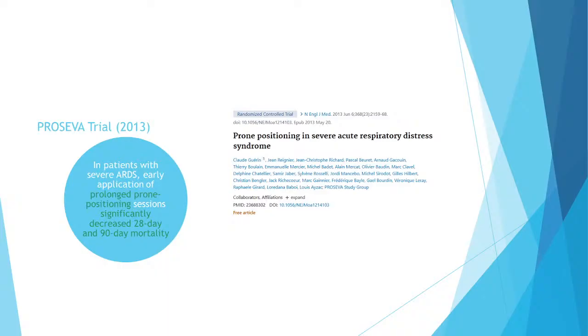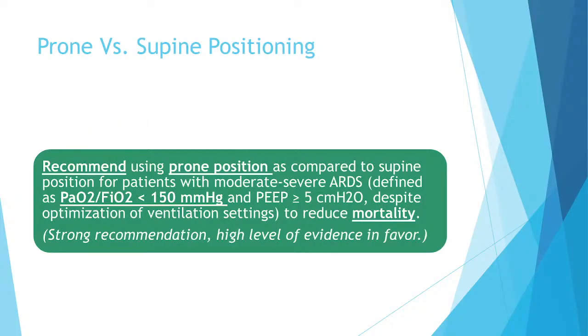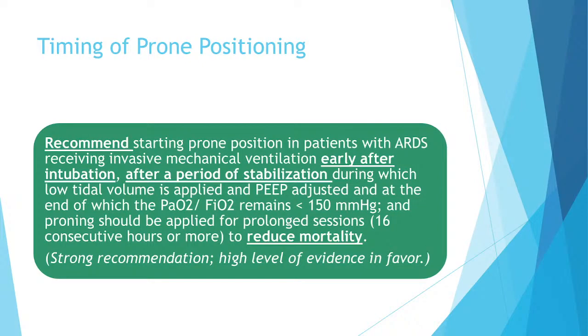In this, more than 16 hours of prone positioning was done, and they showed prolonged prone position significantly decreased the 28 and 90 day mortality. So they have recommended the use of prone position in this subcategory, that is PaO2/FiO2 less than 150 with a PEEP more than 5 cm of water despite optimization of ventilator strategy, and this will reduce mortality. Timing of prone positioning, they have said, is as soon as possible, basically after intubation and a period of stabilization and optimization. After optimization, if the patient satisfies these criteria, you start giving prone positioning.